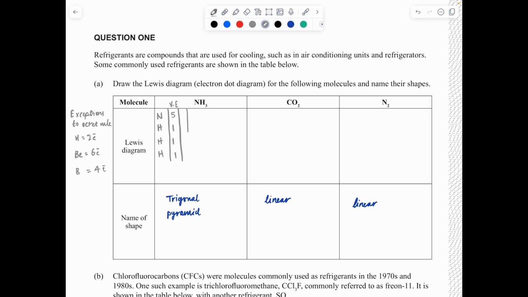The next column we're going to have to look at is how much it needs to have a full outer shell. According to the octet rule, you need 8 valence electrons to have a full outer shell. However, there are some exceptions that you need to be aware of. The exceptions are hydrogen, which only needs 2, beryllium, which needs 6, and boron, which needs 4.